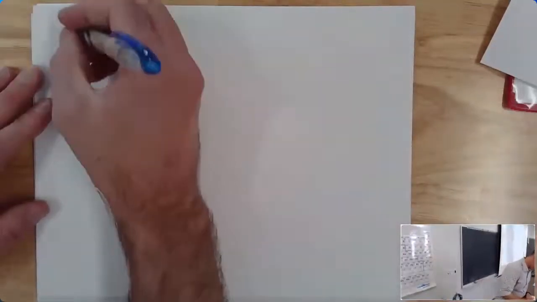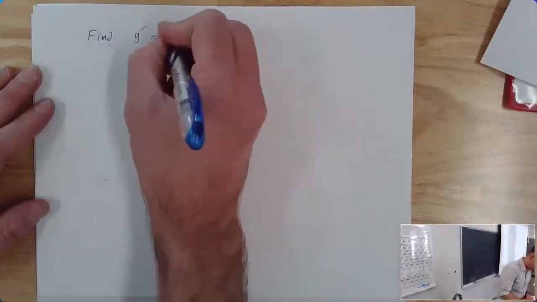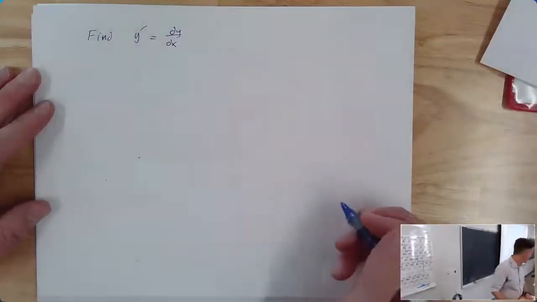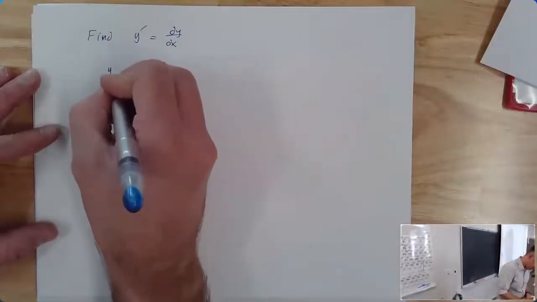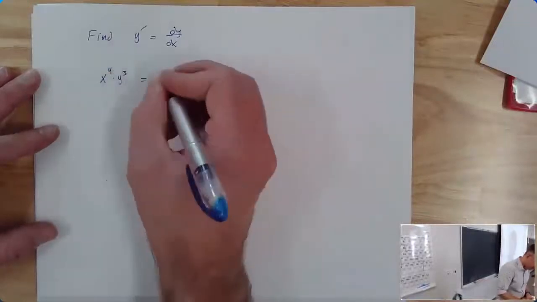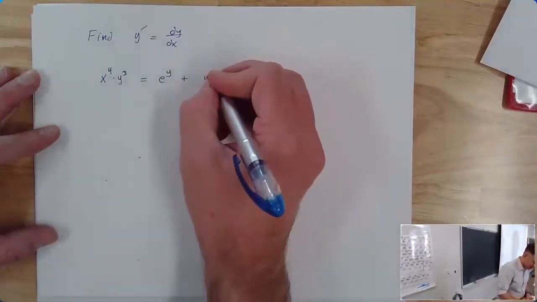Okay. So let me see here. We should do a little bit more implicit. Why don't you all try to find y prime, or if you prefer dy dx, for the following situation. You've got x to the 4th times y cubed equal to e to the y plus y squared.